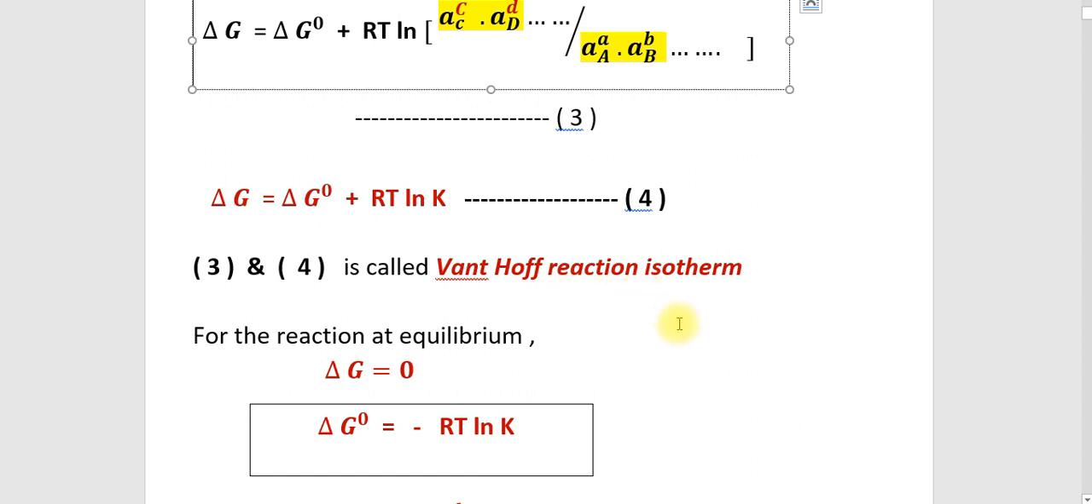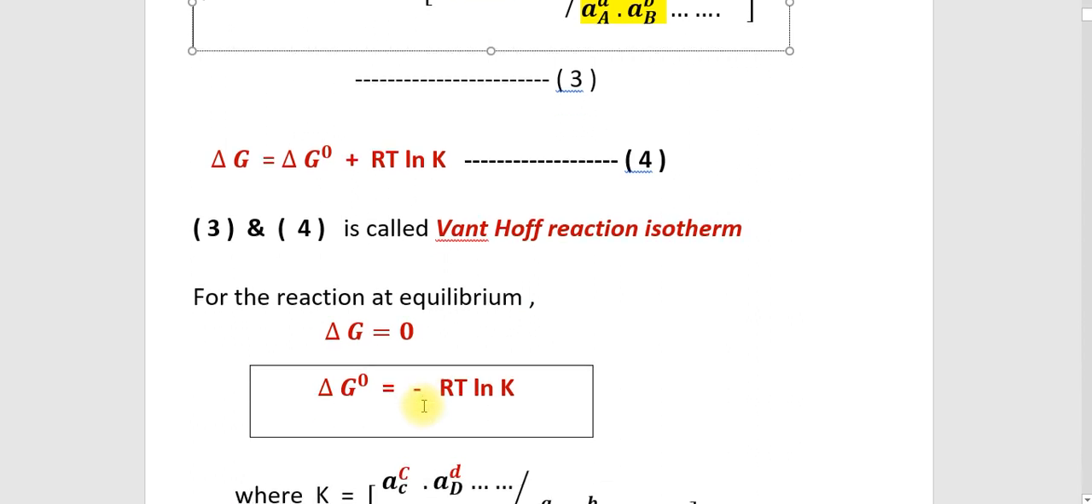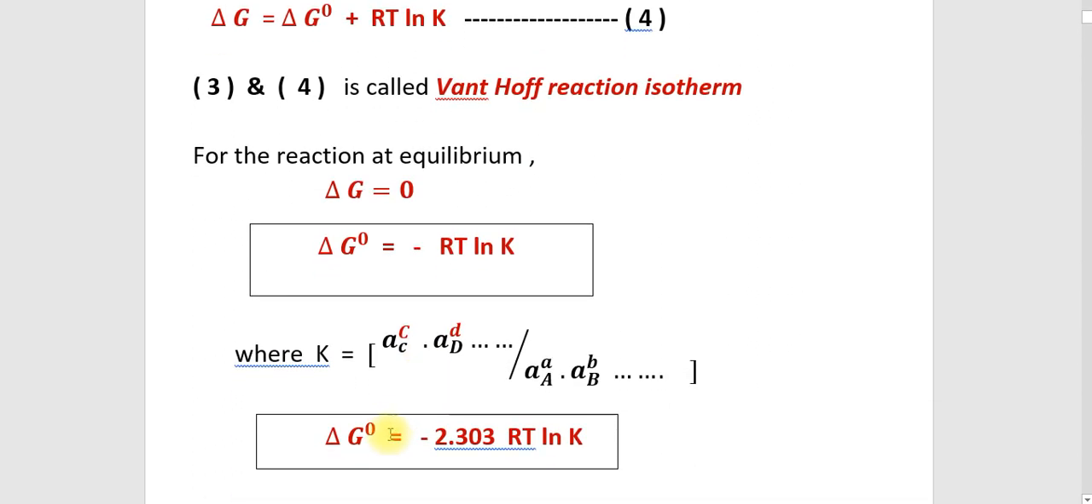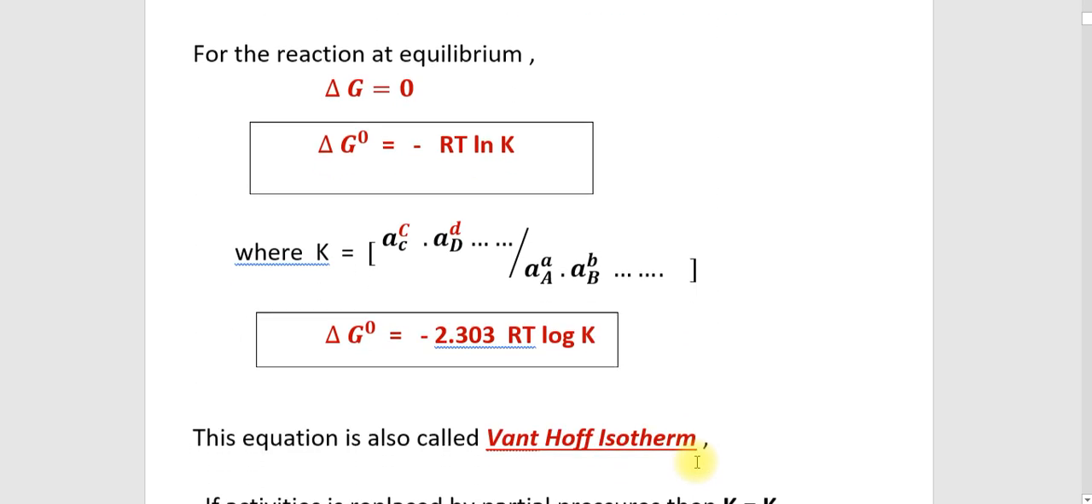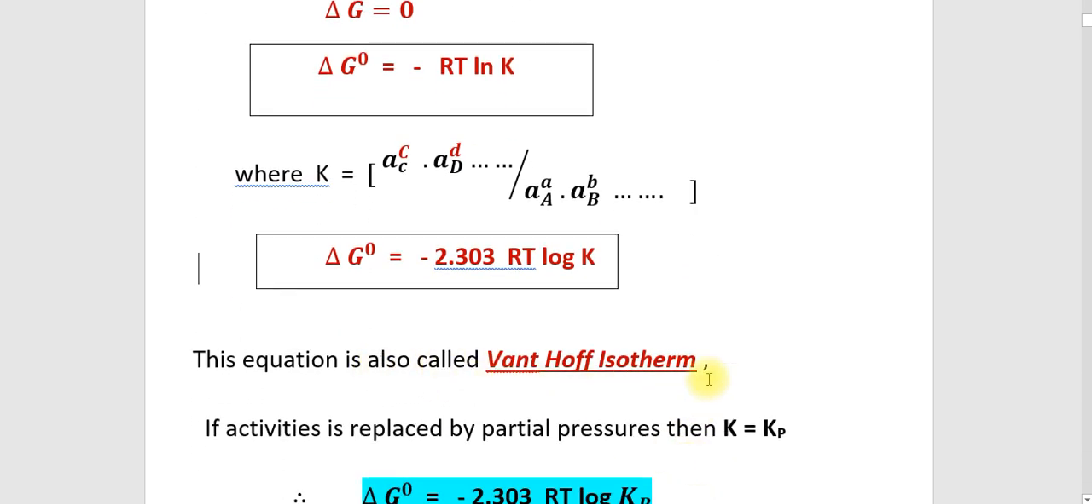It is a very well-known equation. It is a Van 't Hoff reaction isotherm. For the reaction at equilibrium, we know that the delta G is equal to 0. Therefore, the equation 4 will get as delta G0 is equal to minus RT ln K. We know that K is the equilibrium constant in terms of activity. Therefore, the delta G0 is equal to then minus 2.303 into RT log K. Okay, 2.303 RT log K.